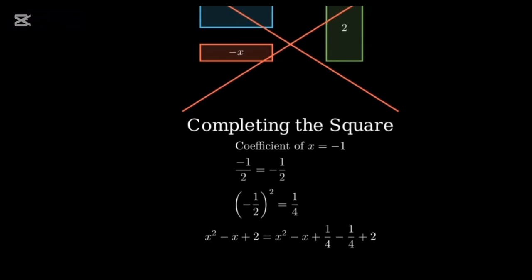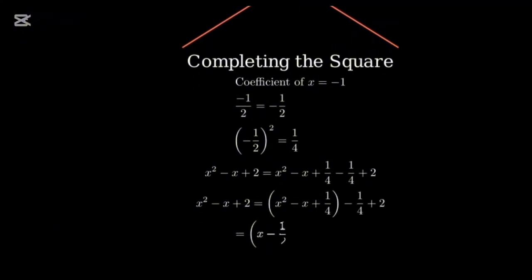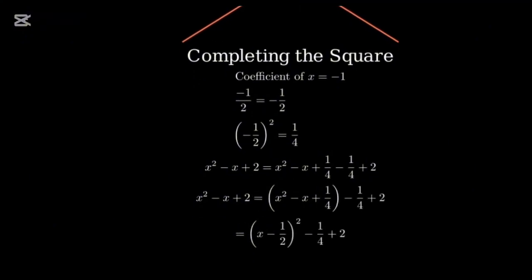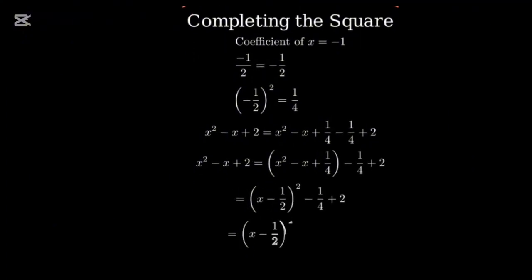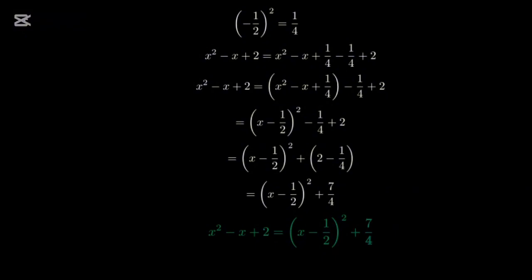Now we can group the first three terms together. x squared minus x plus 1/4 forms a perfect square, (x minus 1/2) squared. The remaining terms simplify to -1/4 plus 2, which equals 7/4. So, our final form is (x minus 1/2) squared plus 7/4.